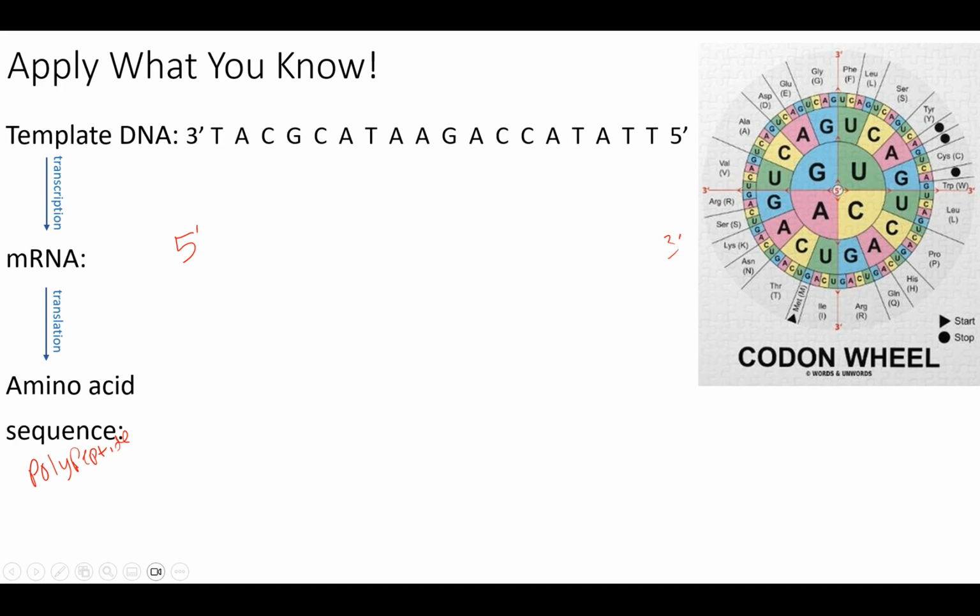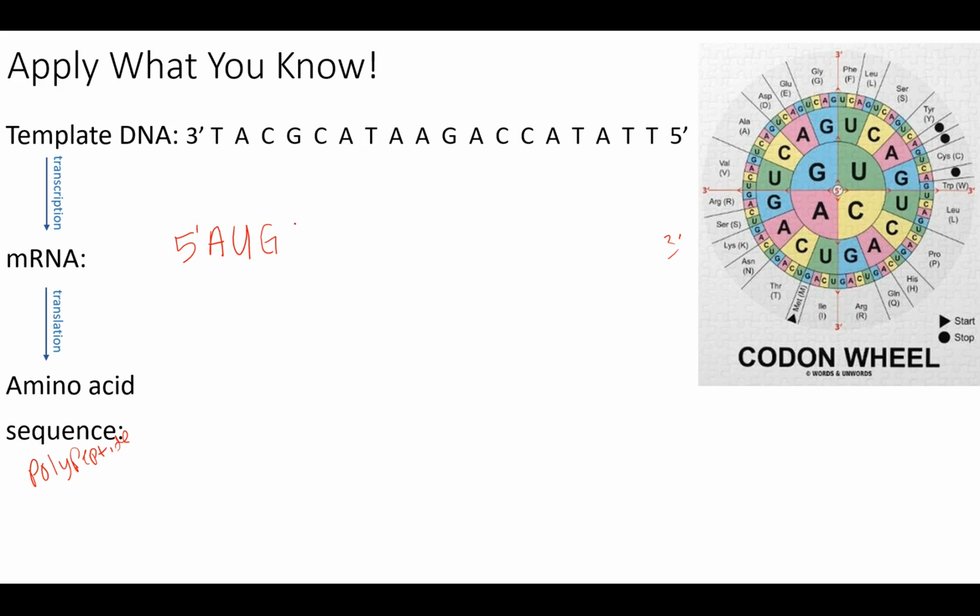So the first nucleotide with the template DNA is a thymine. That's going to pair with adenine. The DNA base adenine is going to pair with the RNA base uracil. Make sure you don't put a thymine. RNA does not have thymine. Cytosine is going to pair with guanine. Okay, and I'm going to go ahead and finish. I recommend you pause the video though and write this part out on your own.